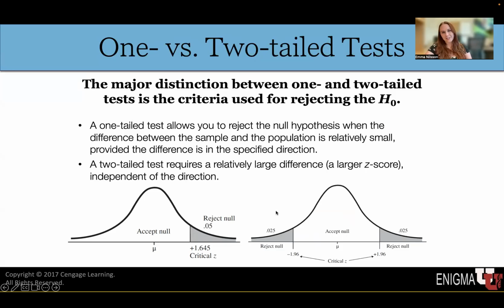A two-tailed test, though, because we're splitting our alpha level between two sides, the difference needs to be relatively large between your sample mean post-treatment and your population mean pre-treatment. But a two-tailed test covers either direction of change, which is nice.